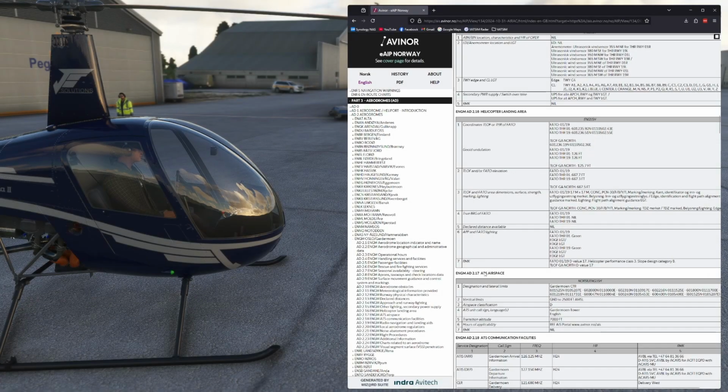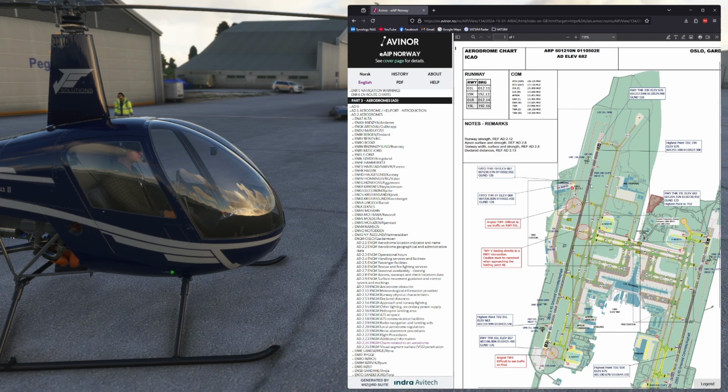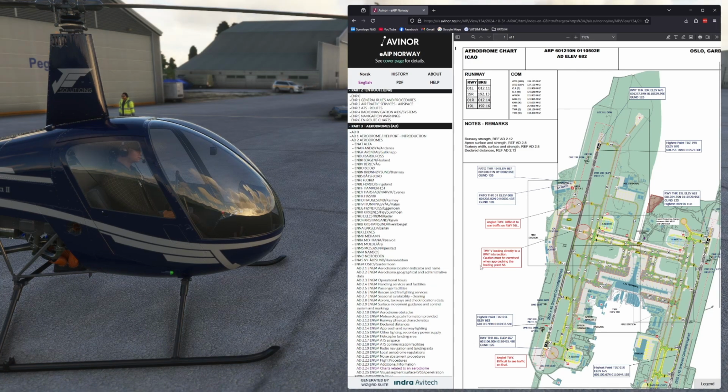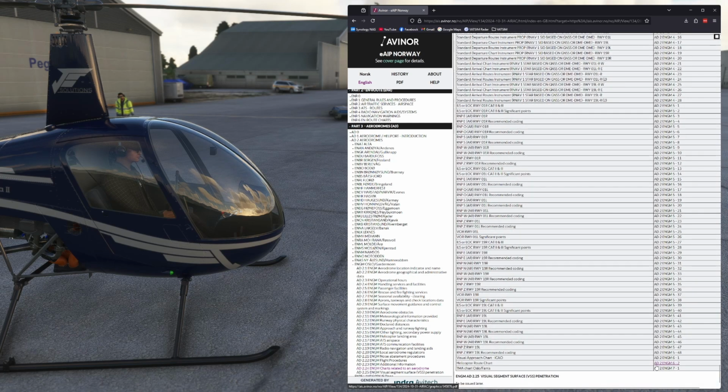You can also have a look under charts related to an aerodrome, and the aerodrome chart. Here you can see the layout of Oslo Airport Gardermoen, and on the northwest side of the airport we can see FATO 19 and FATO 01 just by the north GA apron. We can then go back to the charts and have a look at the helicopter route chart.